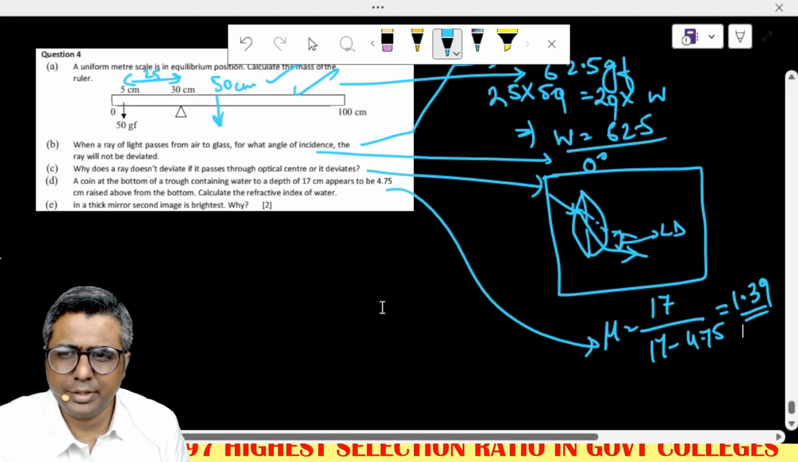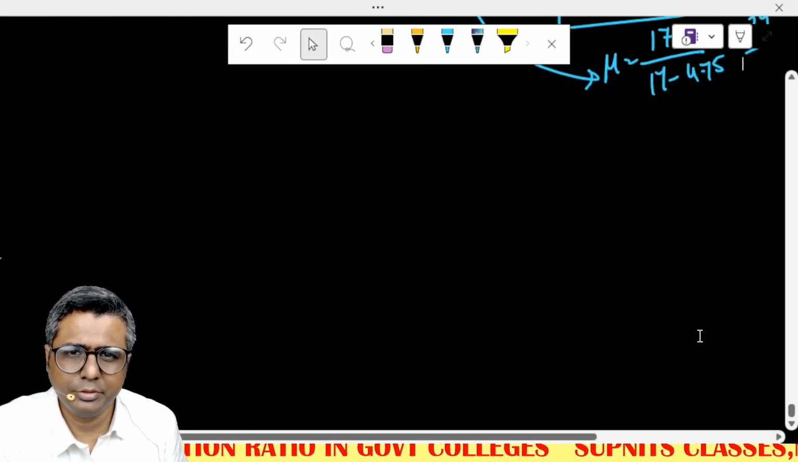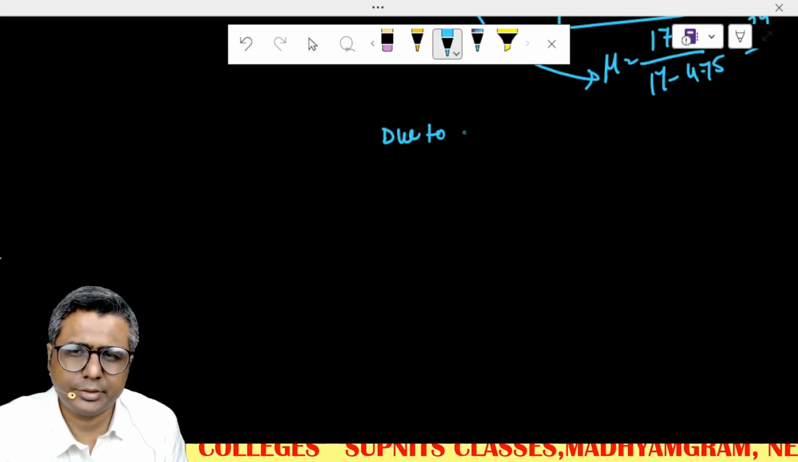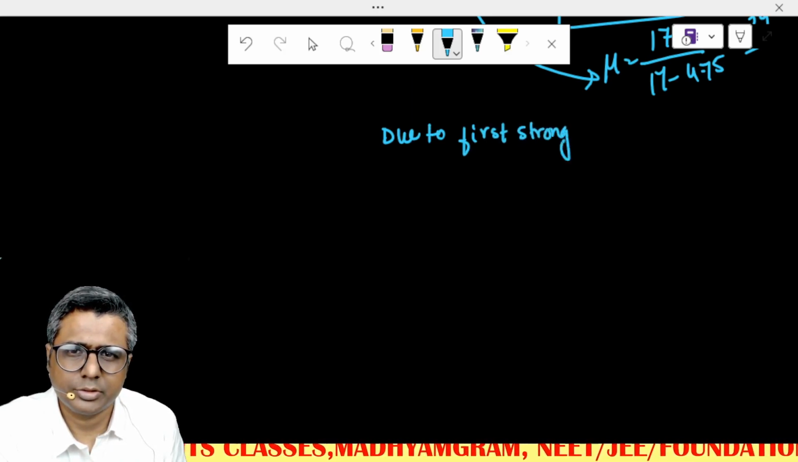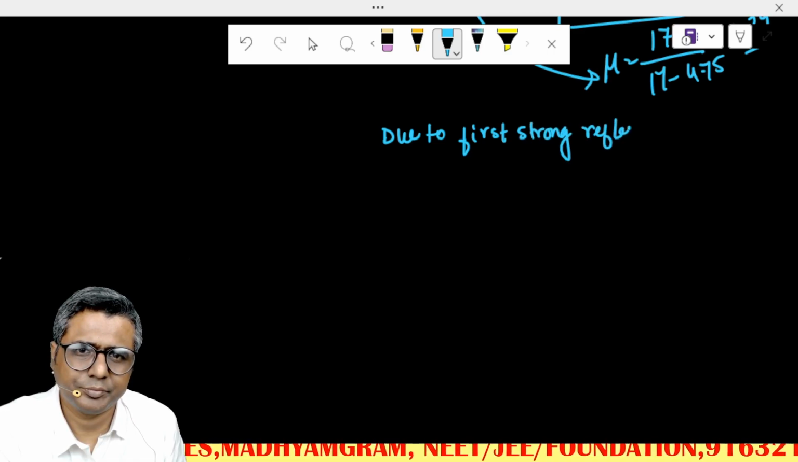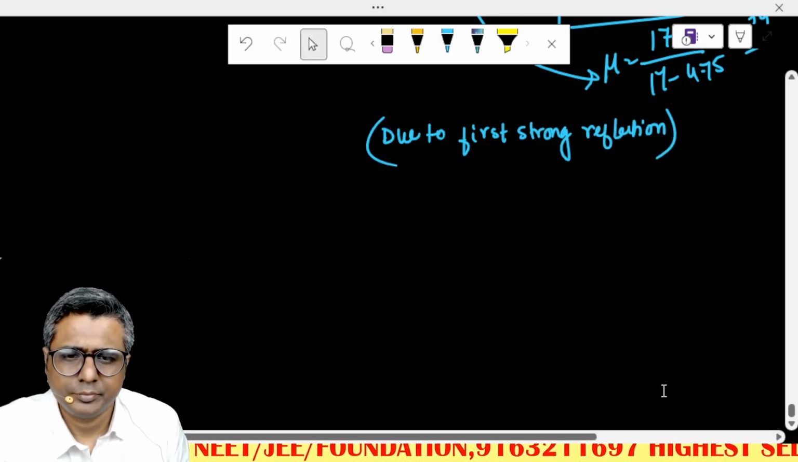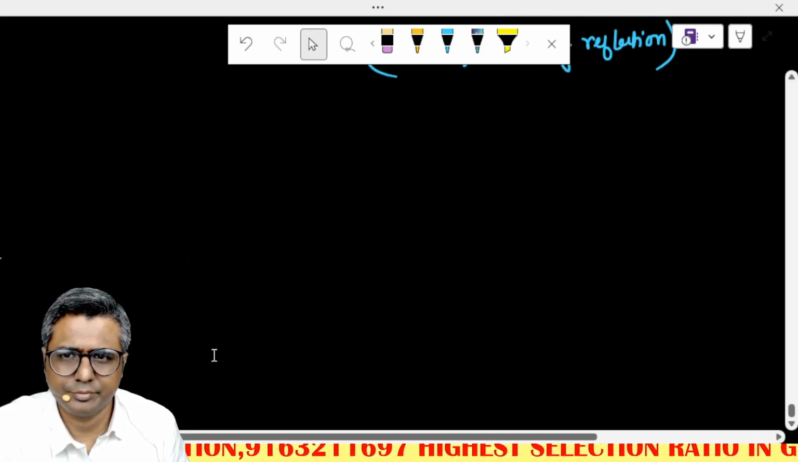In a thick mirror, the second image is brightest. Why? Due to the first strong reflection. So this section was very easy, I'll say.